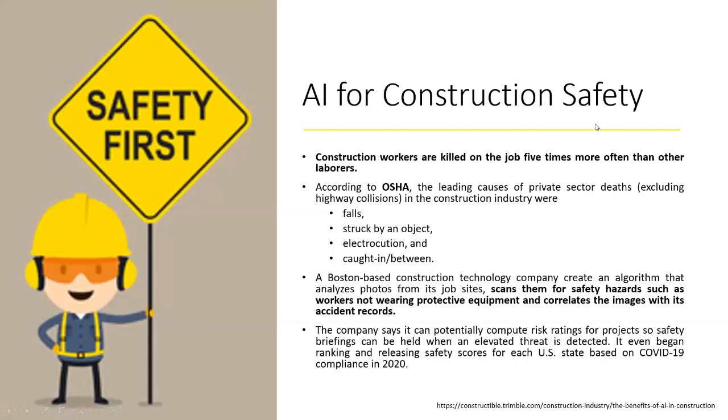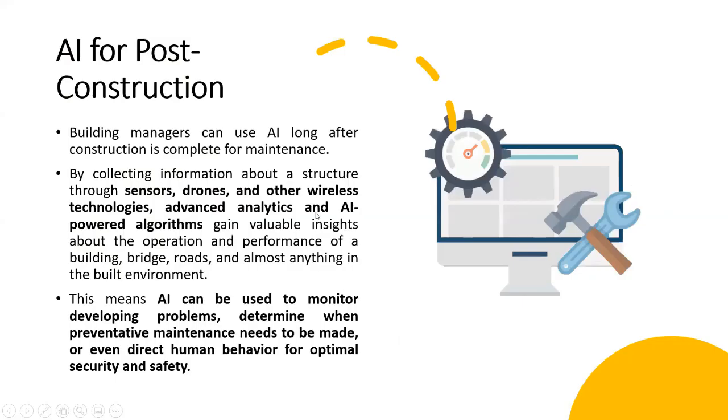It is helpful in construction safety. As per OSHA, construction workers are killed on the job five times more than other laborers. So a Boston-based construction technology company created an algorithm that analyzes photos from its job sites, scans them for safety hazards such as workers not wearing protective equipment, and correlates the images with its accident records. And it can use the outputs from the model and alert the people before any major issue comes up.